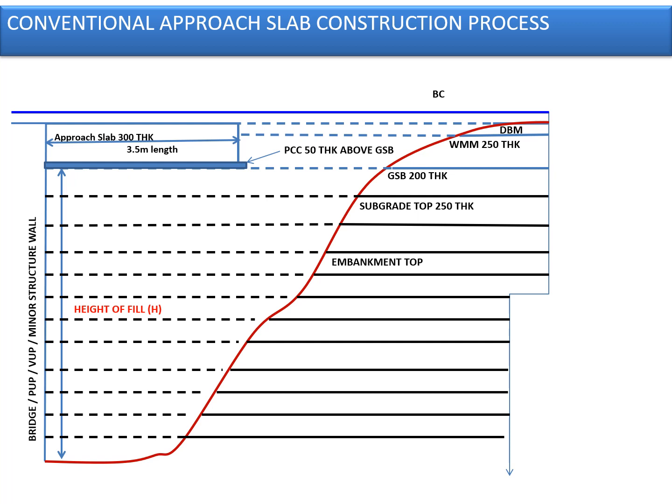So when vehicles are moving from the flexible pavement and approaching the bridge, the moment they cross the approach slab line, they are actually entering a rigid pavement structure, because just below the BC layer you have the rigid layer of concrete, in the form of an approach slab of 300 mm thick.